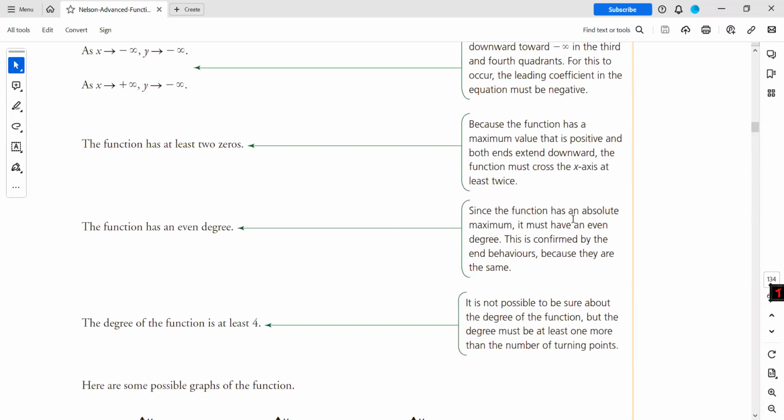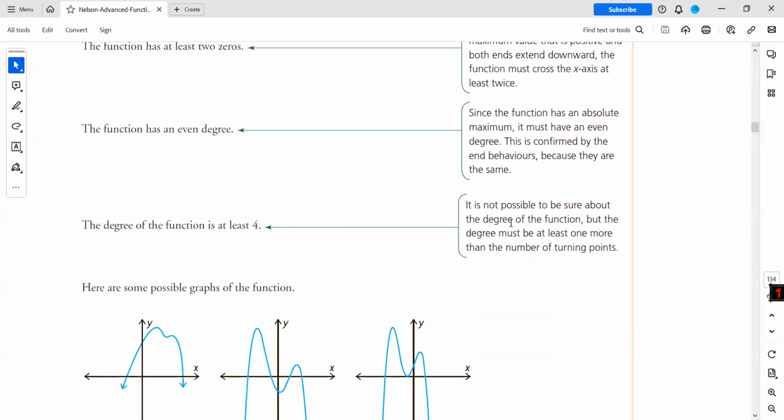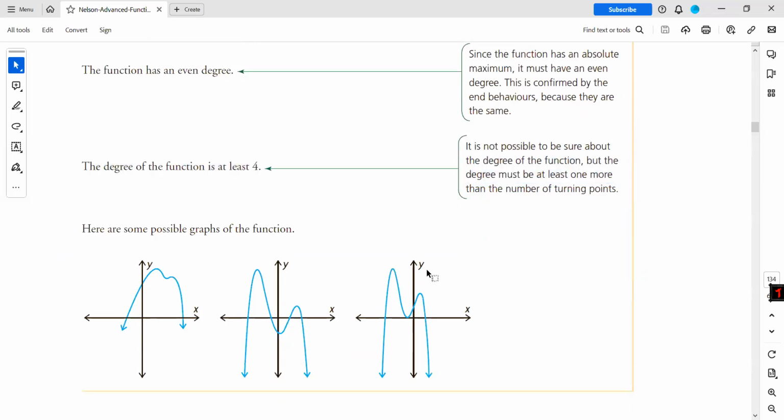Since the function has an absolute maximum, it must have an even degree. This is confirmed by the end behaviors because they're the same. The function has an even degree. It is not possible to be sure about the degree of the function, but the degree must be at least one more than the number of turning points. This is exactly what I told you. The degree of the function is at least 4, right? Does everybody agree with my reasoning?